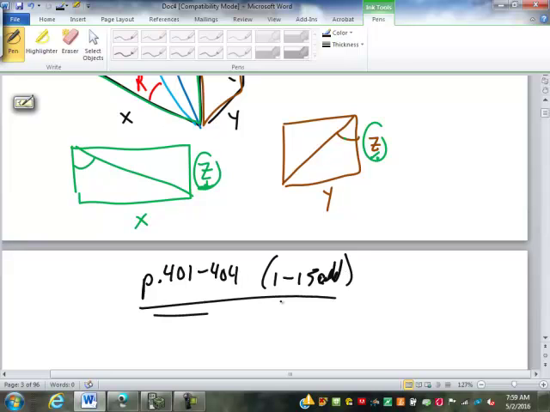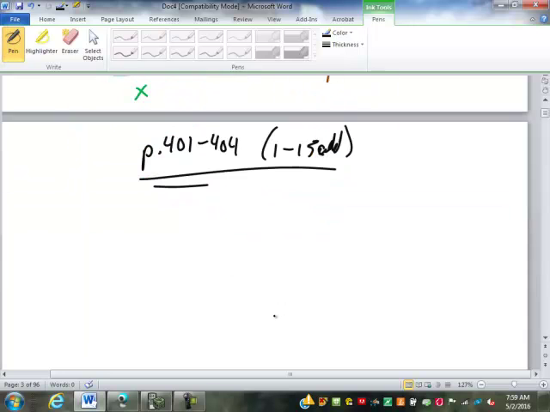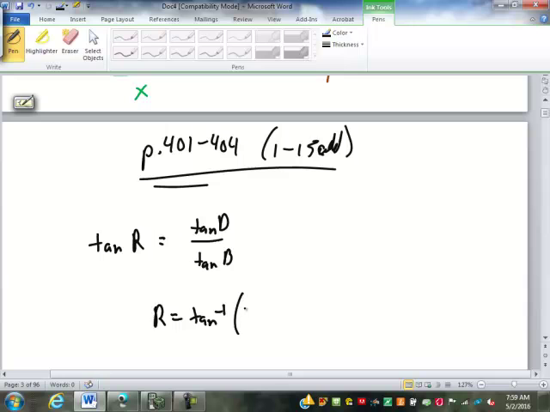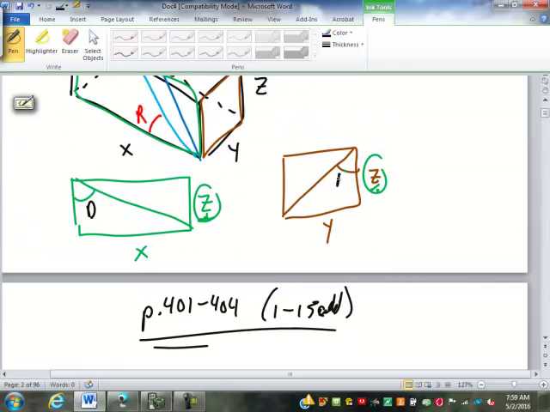Your packet does give a shortcut formula where you can just plug in the angles. The way the packet listed is like this. Tangent of angle R is equal to tangent of angle D over tangent of angle B. So technically it should be R is the inverse tangent of tangent D over tangent B, where D and B are the angles that are given above. This is angle D, this is angle B.